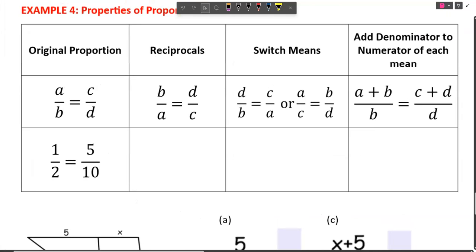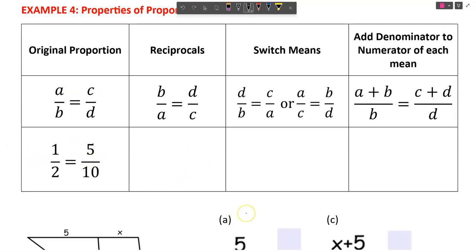So I have the properties listed across the top here with A's, B's, C's, and D's, but then down below I have a numeric example. So the original proportion we're going to use for this example is A over B equals C over D, or numerically 1/2 equals 5 over 10. So the first property of proportions is that we can take that A and B and flip it as long as we take the other ratio, C and D, and flip it as well. So you'll notice there is our flipped property there.